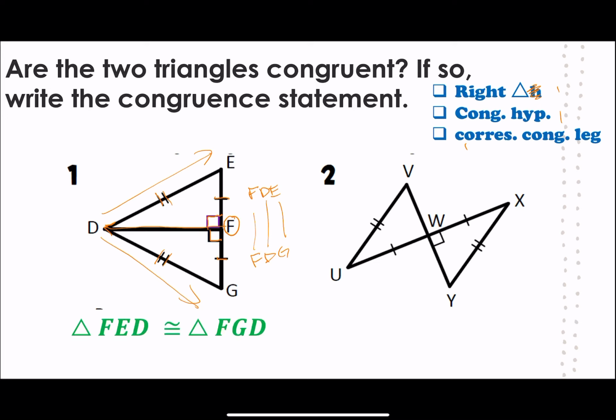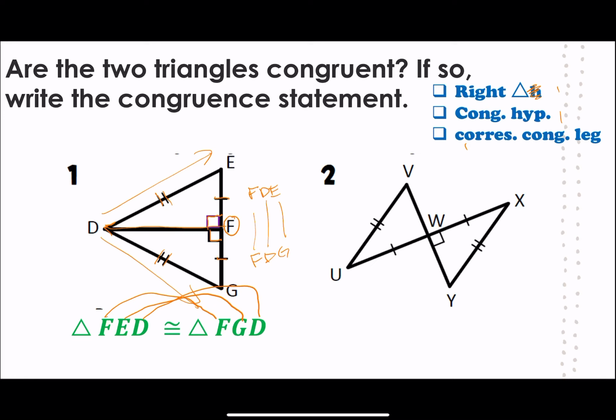And our congruency statement would be this. Notice I went in a different order this time. But as long as my corresponding points are actually corresponding, then your statement will work. FDE is congruent to FDG would work. FED is congruent to FGD. They work too. All right, let's do number two.